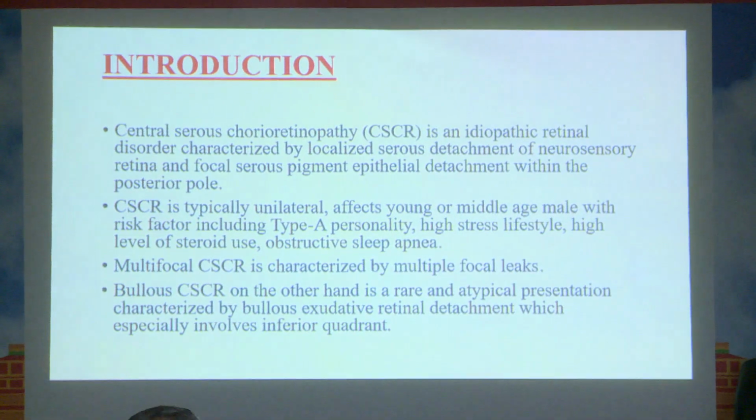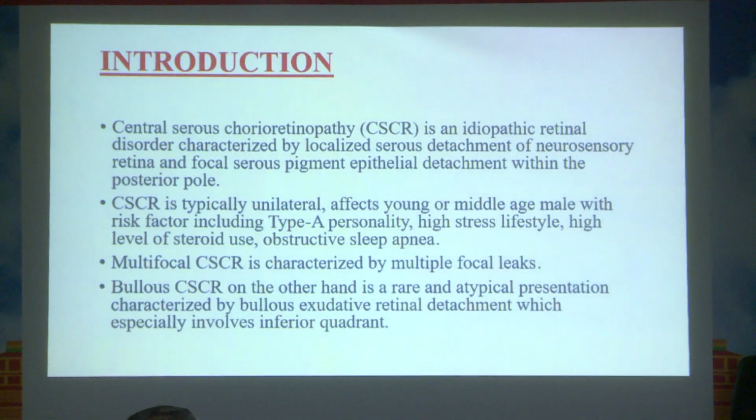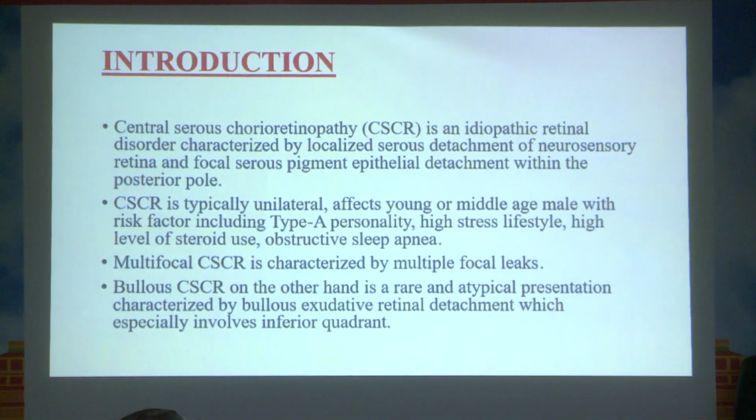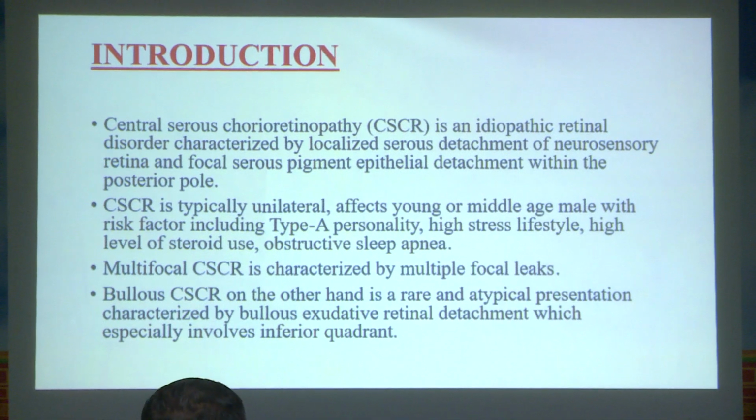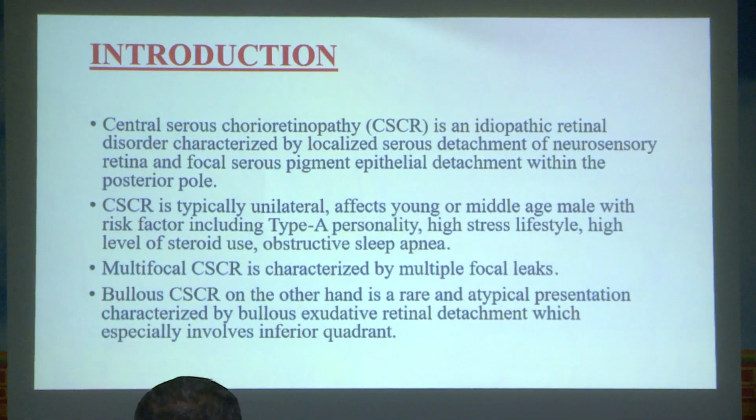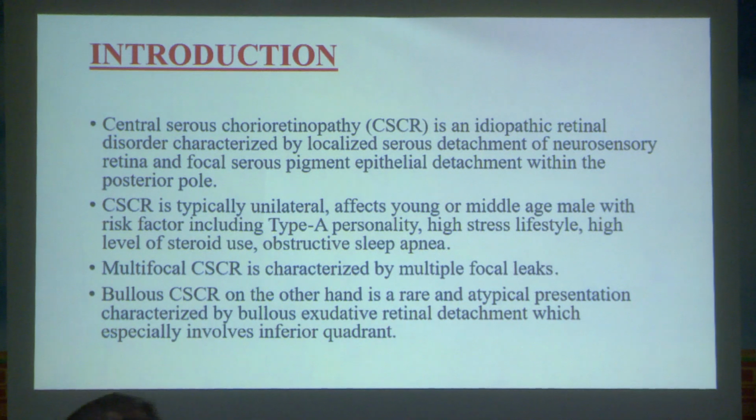Introduction. Central serous chorioretinopathy is an idiopathic retinal disorder characterized by localized serous detachment of neurosensory retina and focal serous pigment epithelial detachment within the posterior pole. CSR is typically unilateral, affects young or middle-aged males with risk factors including type A personality, high stress lifestyle, high level of steroid use, obstructive sleep apnea.